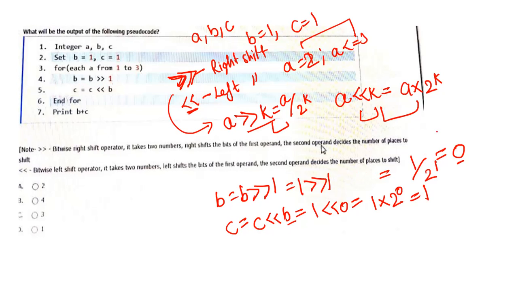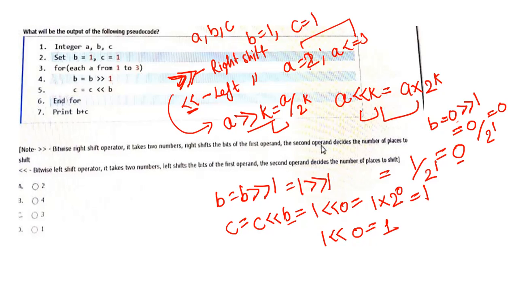What is the value of b? It is 0, right? So 0 right shift by 1. So that is going to give us 2 raised to k. What is the value of k here? 1. So again you will be getting 0 itself, right? You will be getting 0 itself. And as b is 0, again you will be doing the same thing, because c is what? 1. So 1 left shift by 0, then again you will be getting 1.